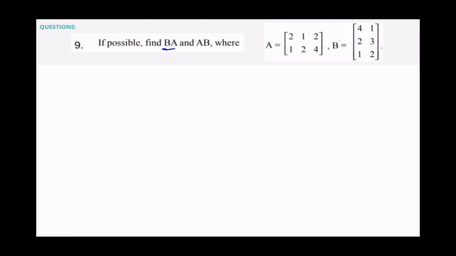Now find, if possible, BA and AB. The moment they say "if possible", it means it can be possible, and it cannot be also. Let's see. For matrix multiplication, A is what? 2 1 2 and 1 2 4. What is the order?